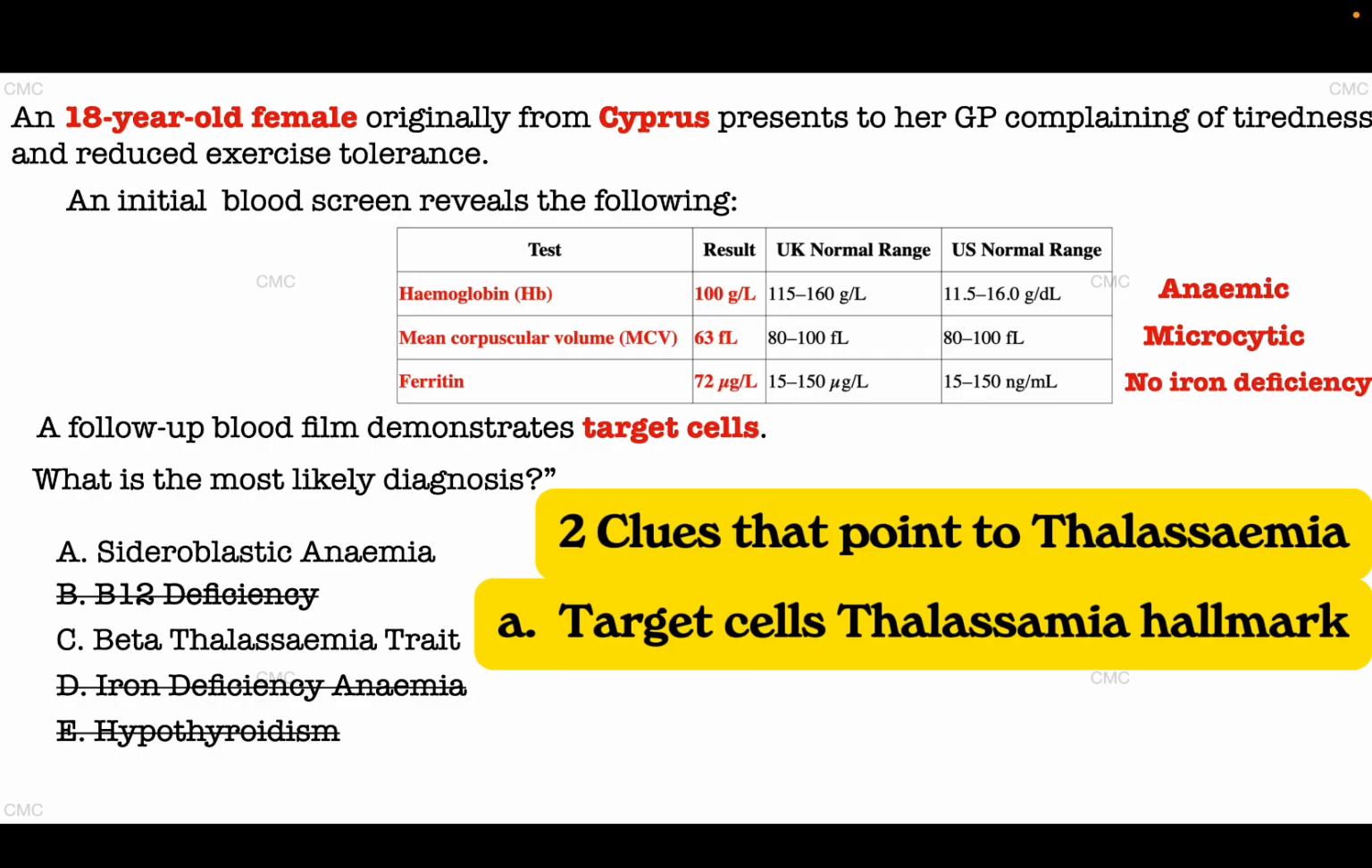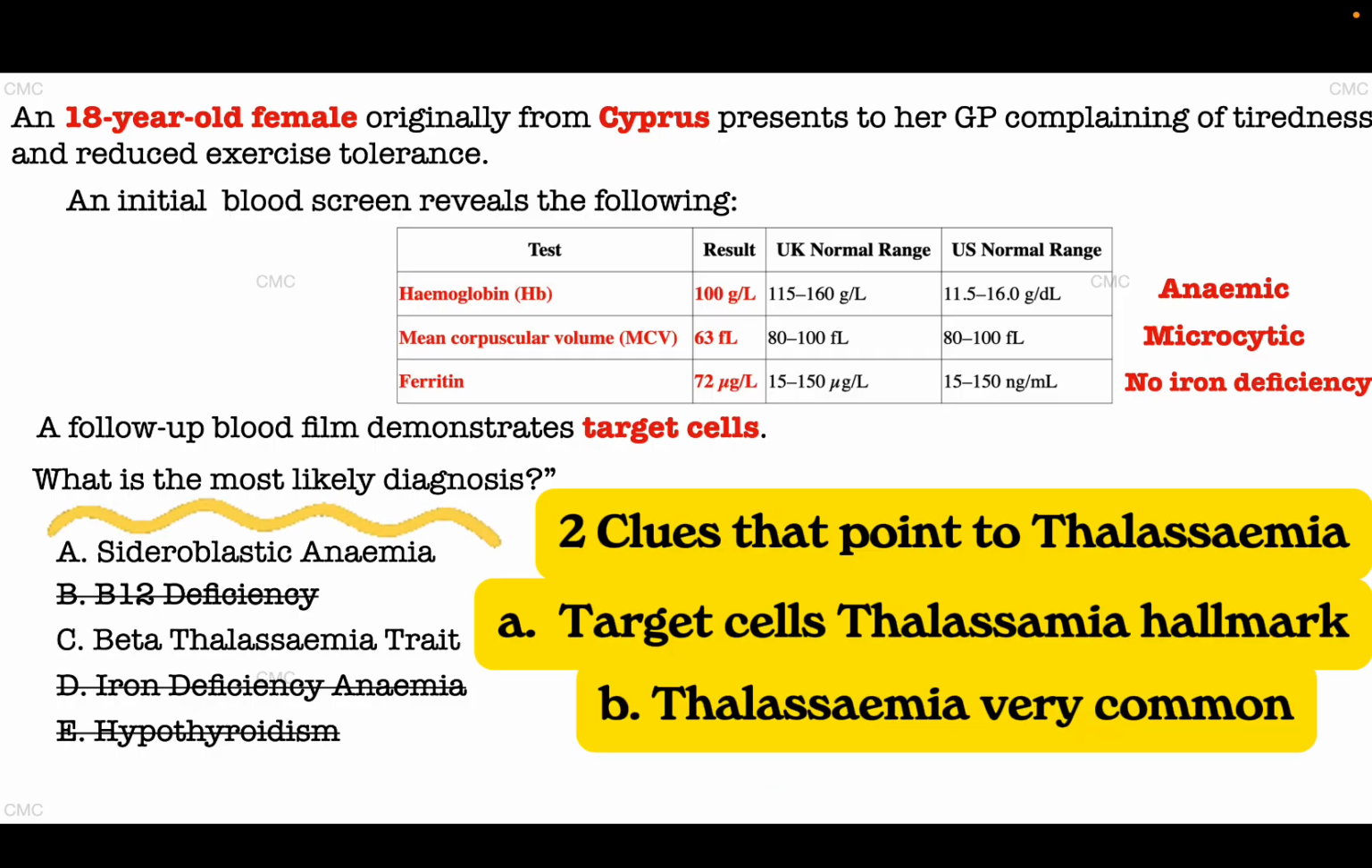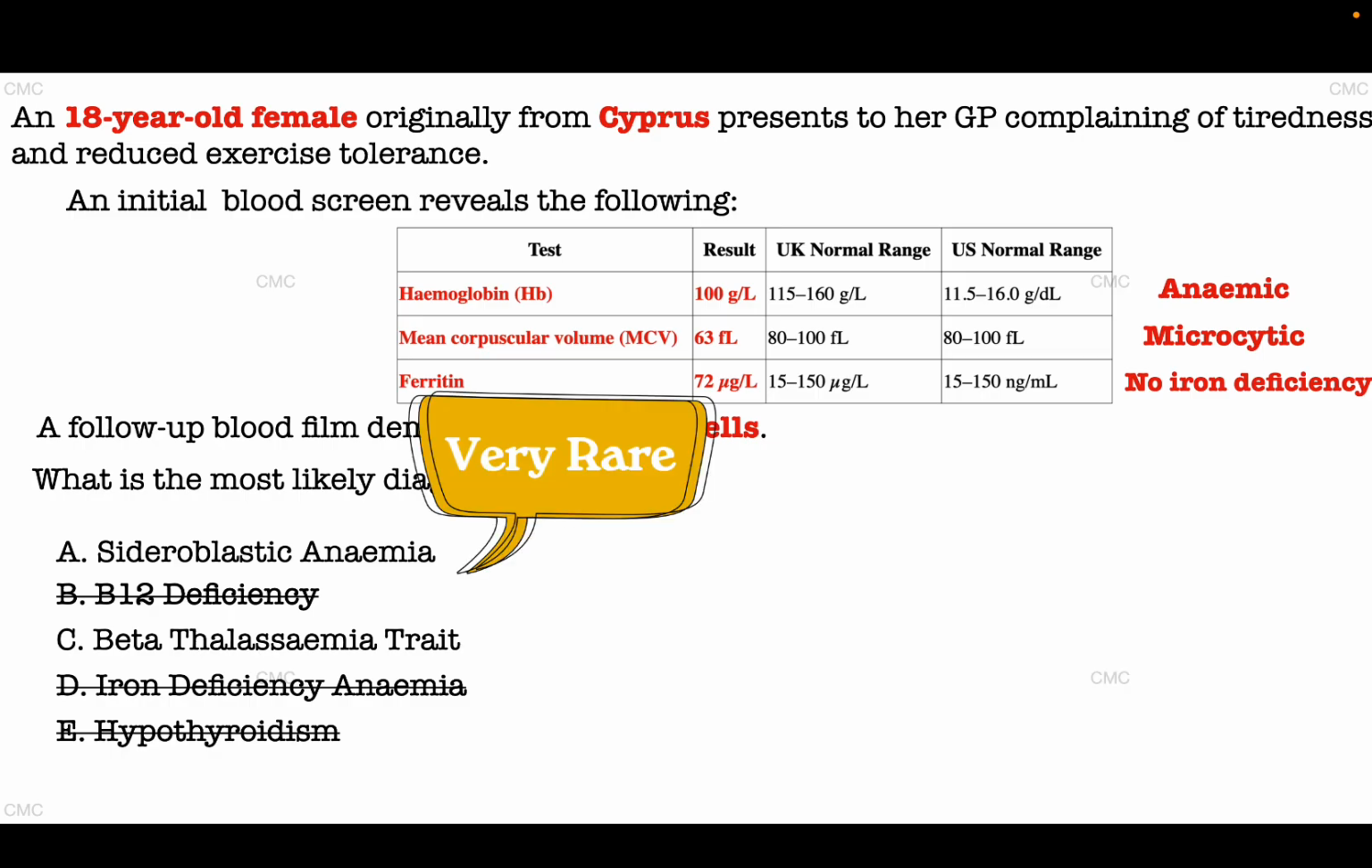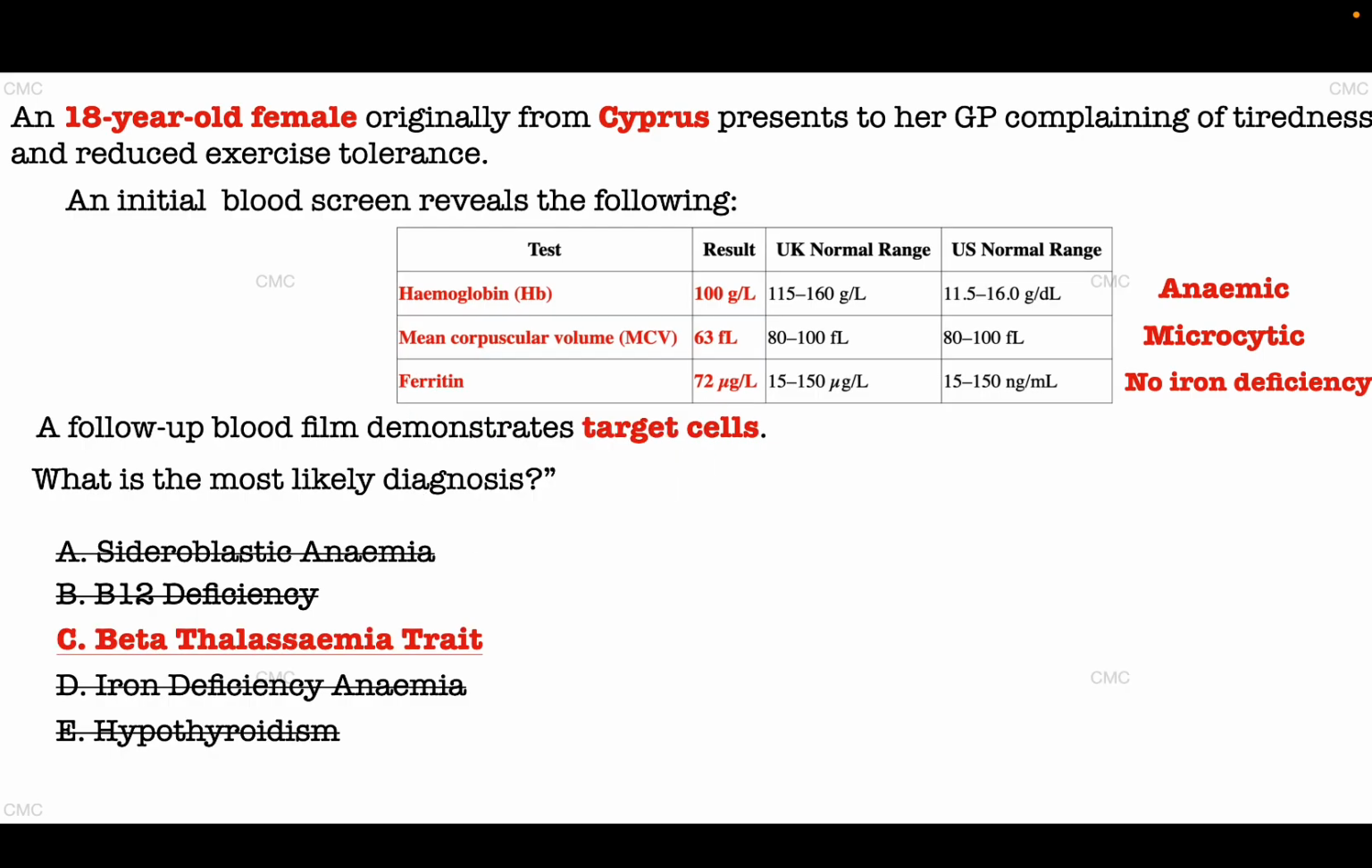And the second important clue is that the question is asking for the most likely diagnosis. Thalassemia is among the most common single gene inherited disorders worldwide, with millions of carriers globally. In contrast, sideroblastic anemia is a distinctively rare condition. So with that said, we're left with thalassemia trait as our final answer.